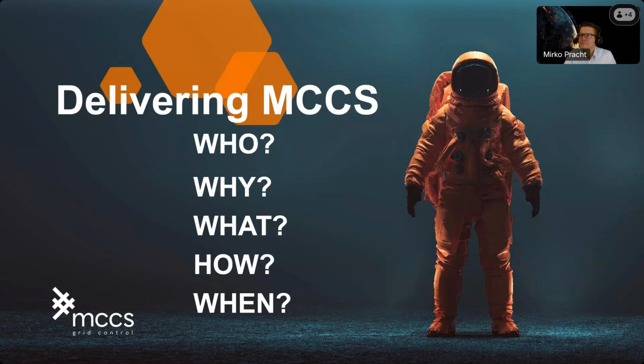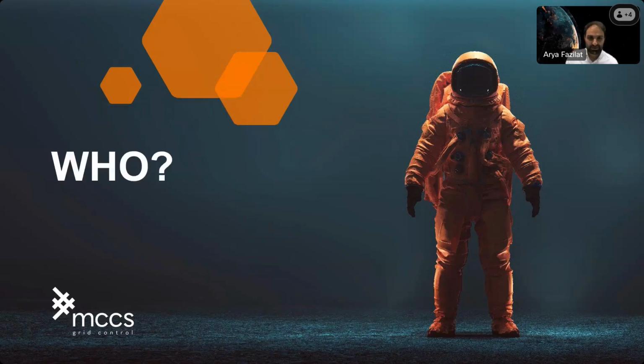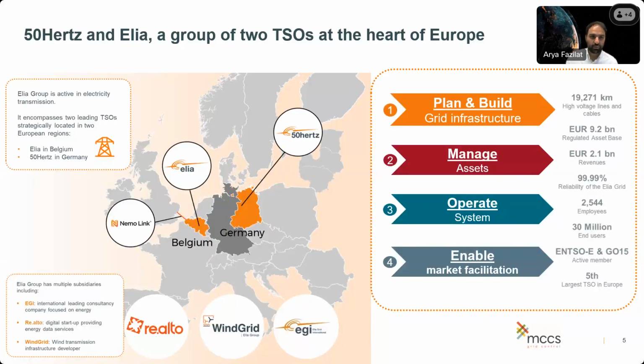Okay, let's go. For delivering MCCS, who we are, why we are doing it, what it actually means, how and when. So who are we? We are 50 Hertz and Arya, a group of 2 transmission system operators at the heart of Europe. We are sitting today here in Berlin. We also operate the Belgium grid, and what we do essentially is we plan and build the transmission infrastructure for onshore and offshore. We manage the assets and we operate the system, and we also enable market facilitation.